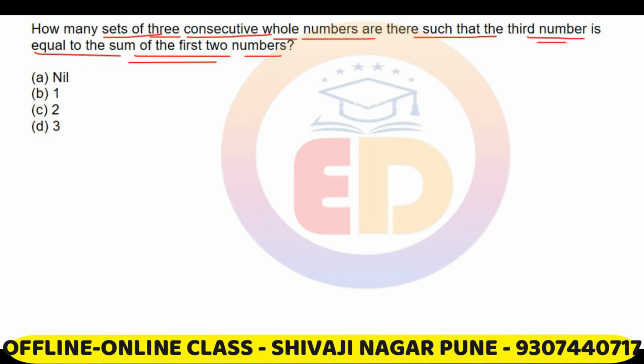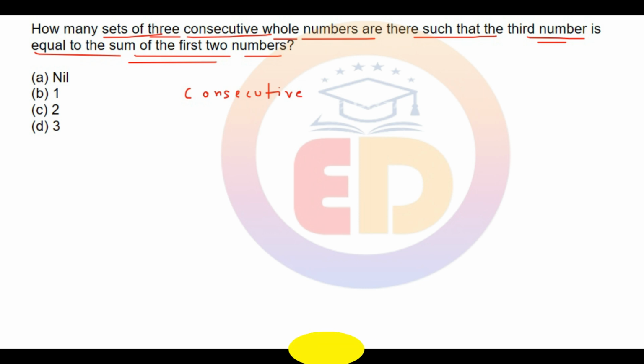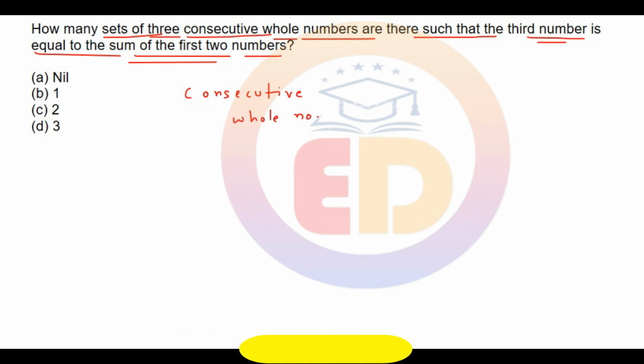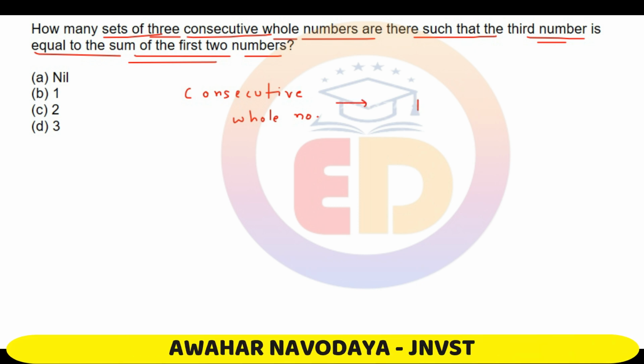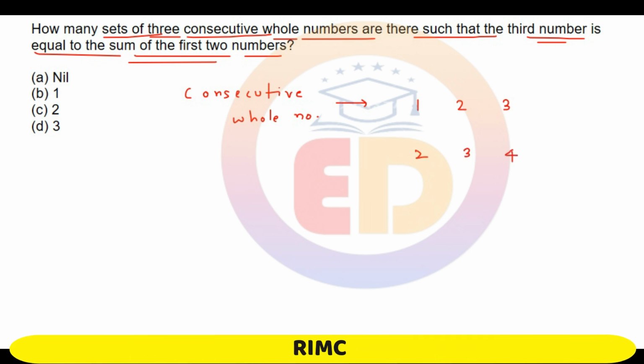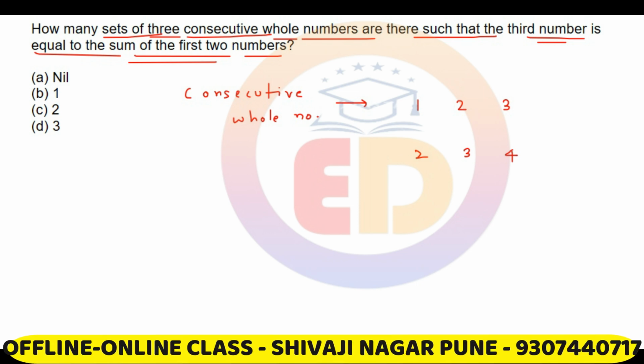First of all, let us understand the consecutive whole numbers. Consecutive whole numbers are those numbers which come in sequence. For example, 1, 1 के बाद 2, 2 के बाद 3, 3 के बाद 4. These are sets of 3 consecutive whole numbers.